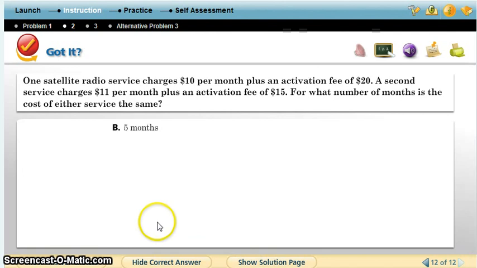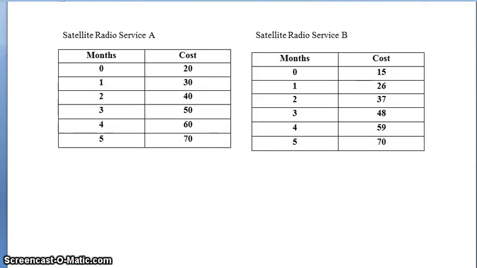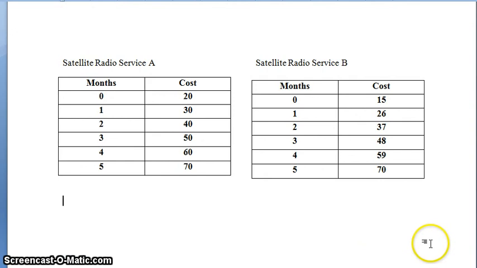Now, one way that you can do this, again, is using a table of values. And so for satellite radio service, this is an example of what your table could look like. For the first one, I labeled it A. You would have, at 0 months, basically when you initially get the service, you have to pay $20 because that's the setup fee. But then you increase by 10 every single month.